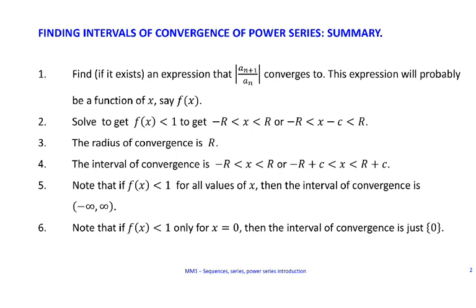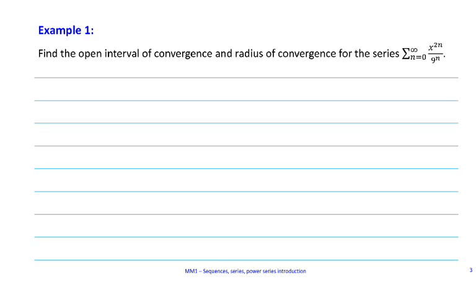Note, if f(x) is less than 1 for all values of x, then your interval of convergence is minus infinity to infinity, which is basically all x. So it's valid for all x. If f(x) is less than 1 only for x equals 0, then your interval of convergence is just 0. Okay, so let's do 3 examples, and that will end the topic.